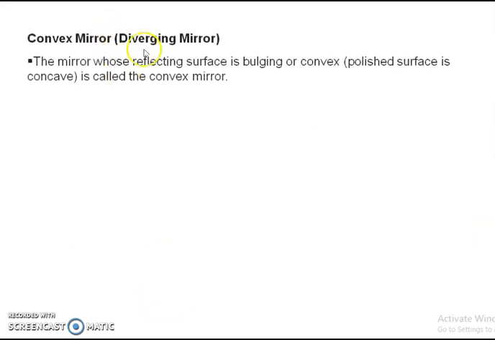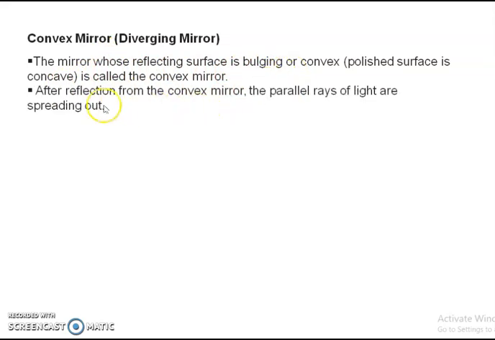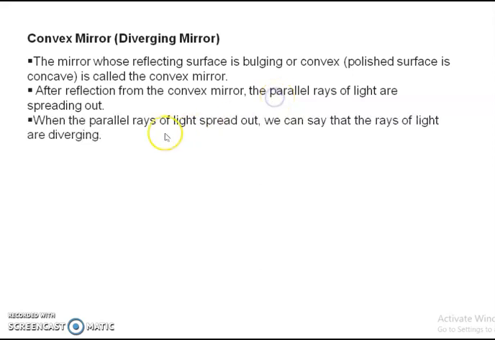Convex mirror. Convex mirror is also called diverging mirror. We will give the reason for why convex mirror is said to be the diverging mirror. The mirror whose reflecting surface is the bulging or the convex is called the convex mirror. So after reflection, the convex mirror, the parallel ray of incident light, they are spreading out. After reflection, the incident ray which is coming and striking onto the reflecting surface, they get reflected. When a parallel ray of light spread outward, they are said to be diverging.